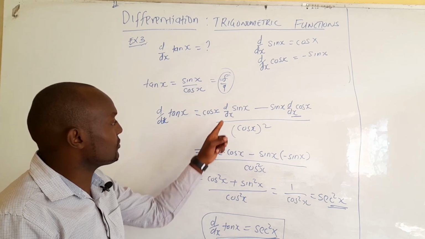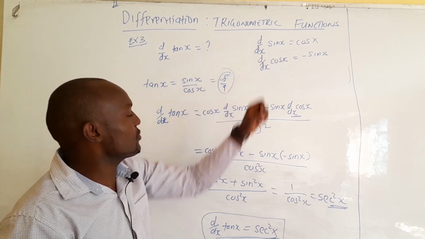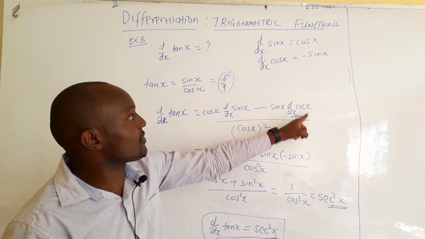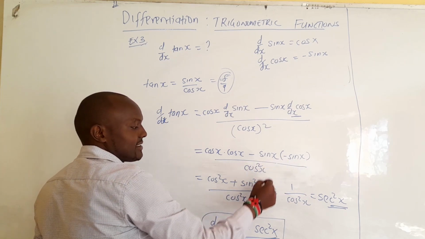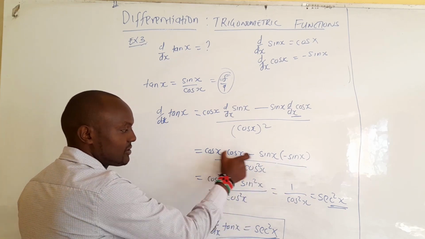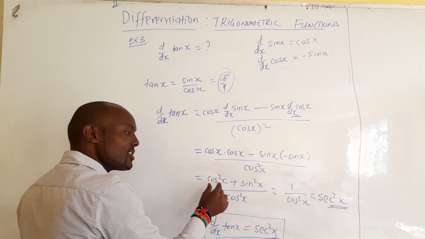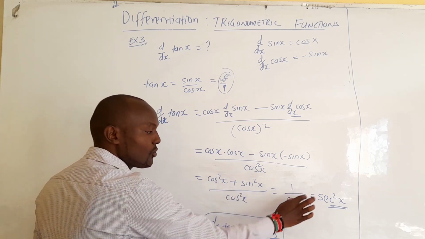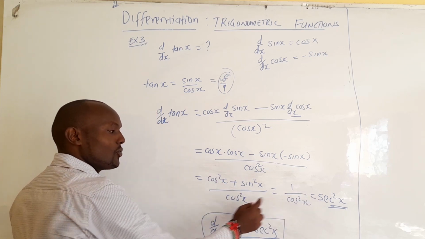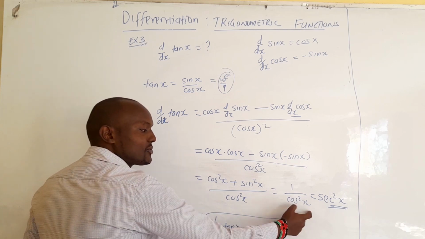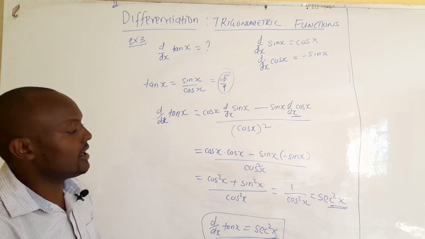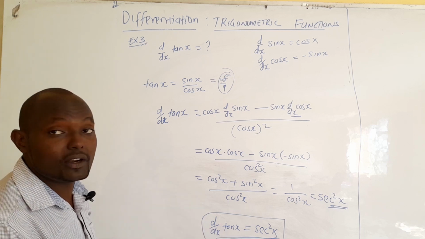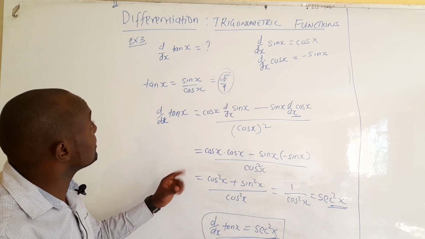And when you solve that one, when you differentiate sin x, we said you get cos x. When you differentiate cos x, you get minus sin x. And when you open the bracket, you get plus sin squared. And this one was cos squared. And we said cos squared plus sin squared, you always know, will be equal to 1. So you have 1 over cos squared. 1 over cos is sec. So we have sec squared of x. So that's how we differentiate tan.